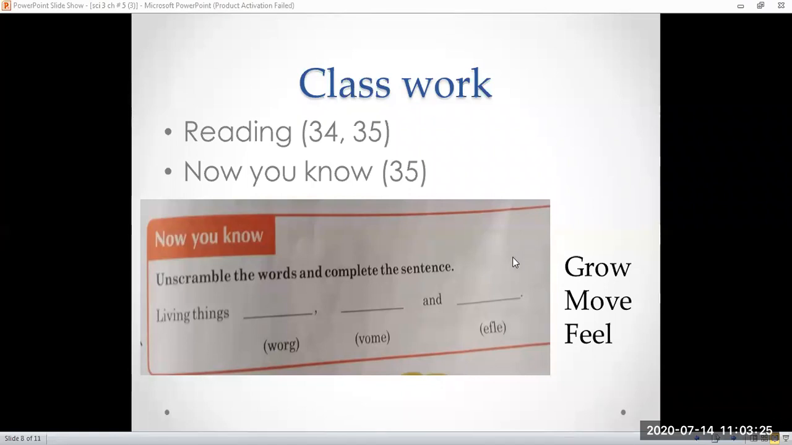Remaining students, those who didn't do it, I am now moving forward to the next one. One last time I am going to repeat: living things grow, move and feel. So moving forward to the next page.